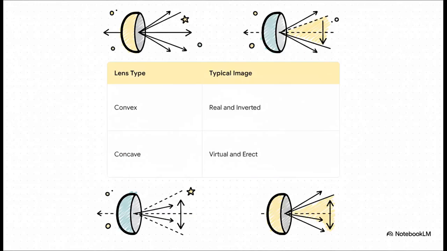So, to wrap it all up, here's a super handy summary. A convex lens will almost always give you a real, inverted image, unless you put the object really, really close to it. A concave lens, though, is way more predictable. It will always give you a virtual, upright, and smaller image, every single time.